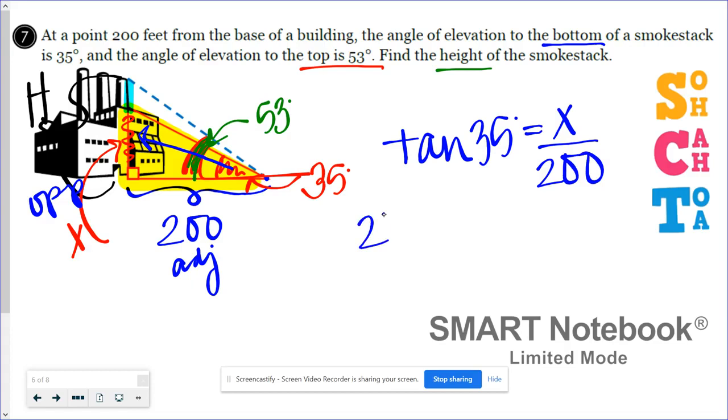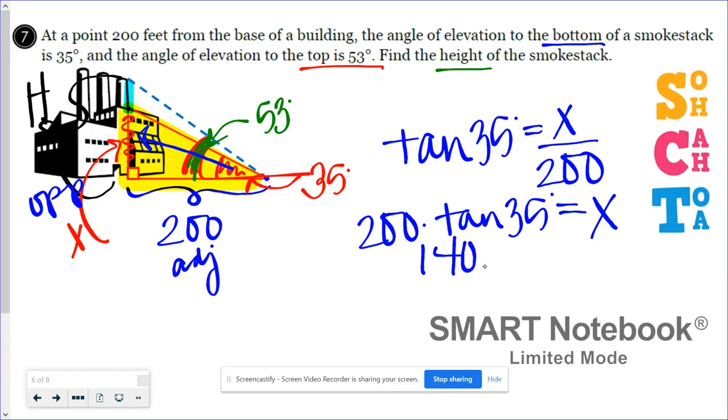And then I can use algebra to solve this. So I multiply both sides by 200, and I get that that segment X is equal to 200 times tangent of 35 degrees, which is simply 140.04. So I know that the height from the bottom of the building to the bottom of the smokestack is 140.04 feet.